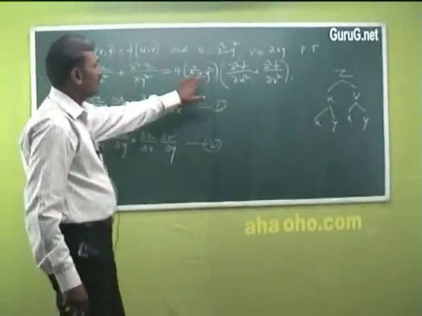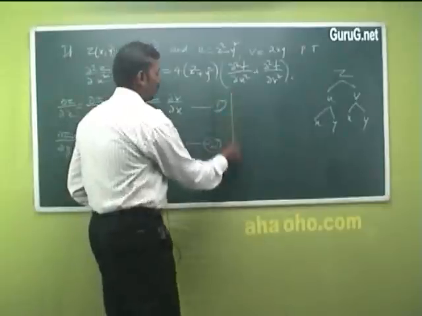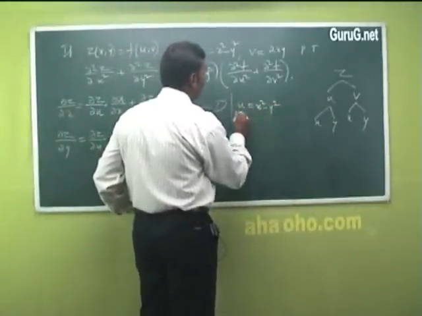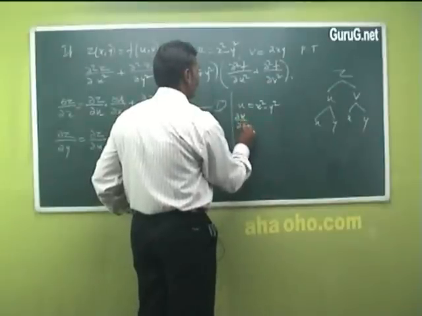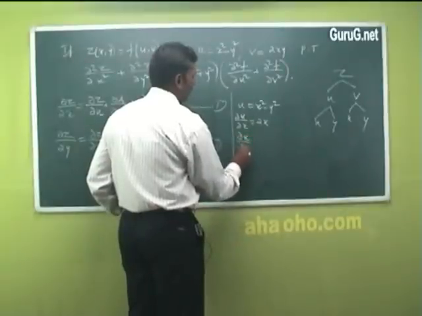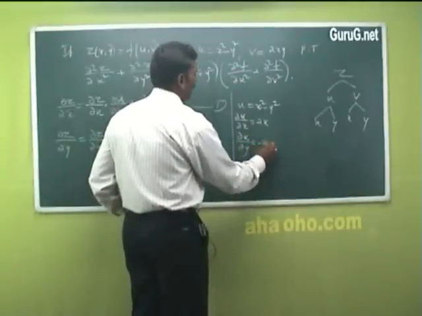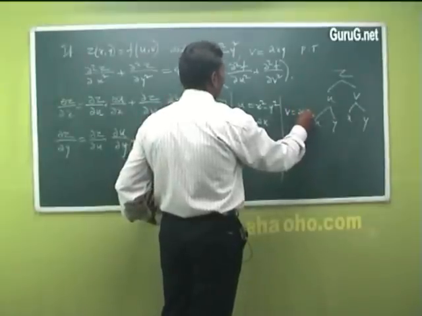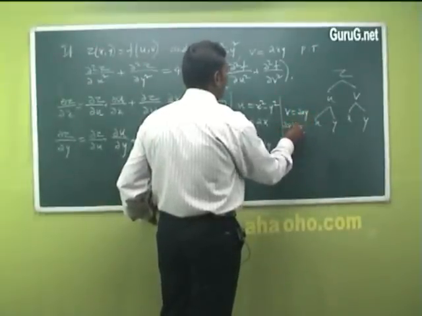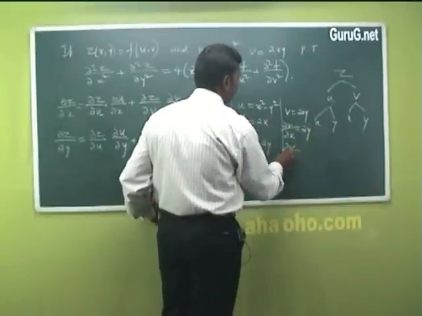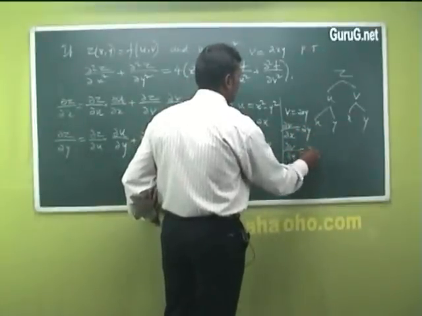Right. So you know this result. u equal to x squared minus y squared. So ∂u/∂x equal to 2x and ∂u/∂y equal to minus 2y. And similarly v equal to 2xy. Then ∂v/∂x is 2y. Then ∂v/∂y is 2x.